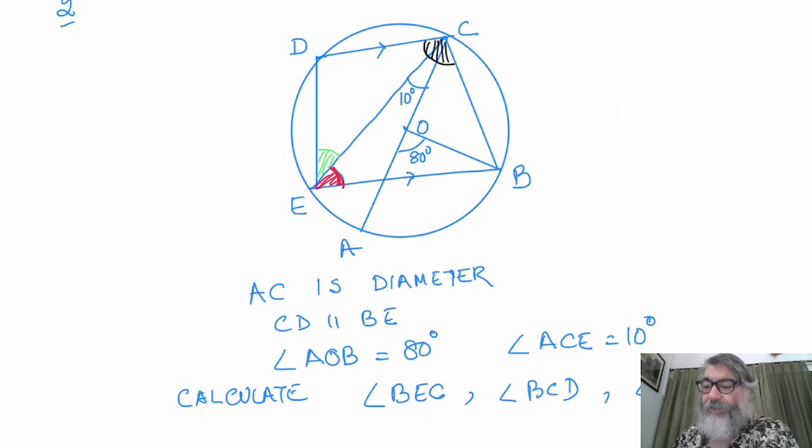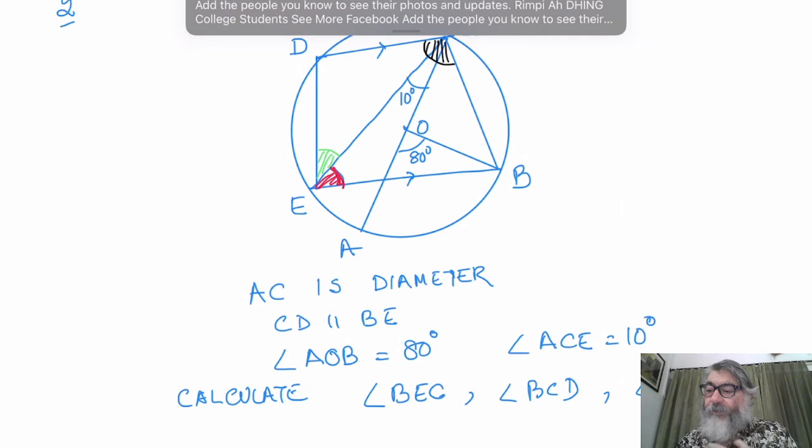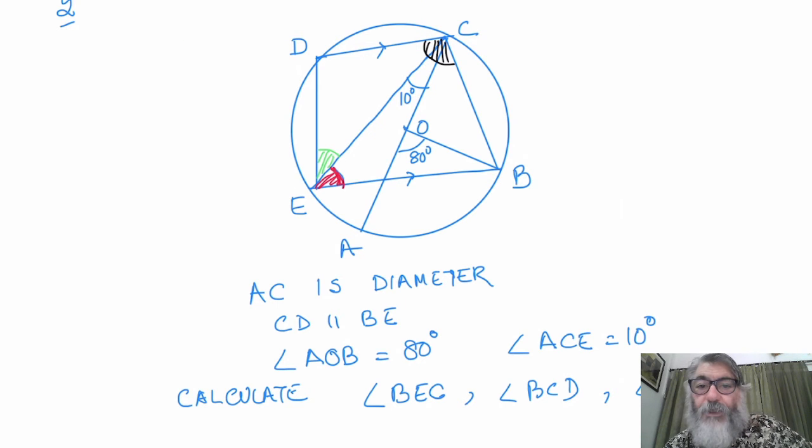Okay. Now in question number 2, again it is said that AC is the diameter, because O is shown as the center. And in this figure, you can see E, B, C, D seems to be cyclic. It is also given that DC is parallel to BE.